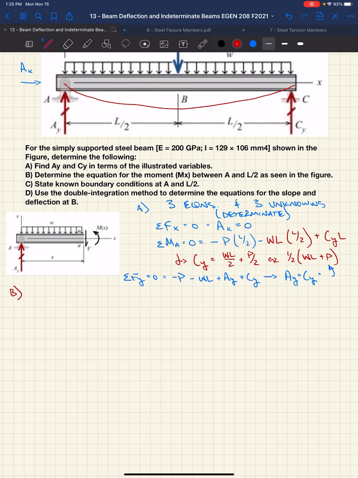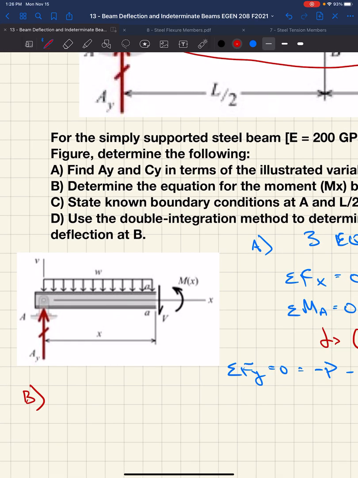Well, that would be our reactions AY and CY in terms of the illustrated variables. Okay. Now they asked us to determine the equation for the moment between A and L over 2 as seen in the figure. So we're trying to figure out the moment that's inside the beam between 2 points. We need to cut the beam between those 2 points. So we're going to draw a free body diagram, cutting our beam at some arbitrary distance from A. We were told we wanted an equation between A and B, right, the midspan.